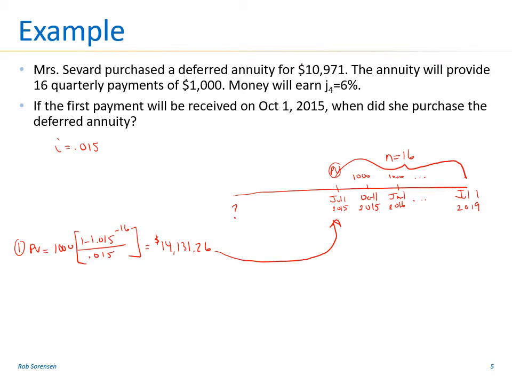Mrs. Savard, though, only put in $10,971. So we now have to, for step 2, find how long it will take for $10,971 to grow to become $14,000. What's little d? You could draw the arrow either way. I just want to say there's a time frame in there that I'm trying to find.